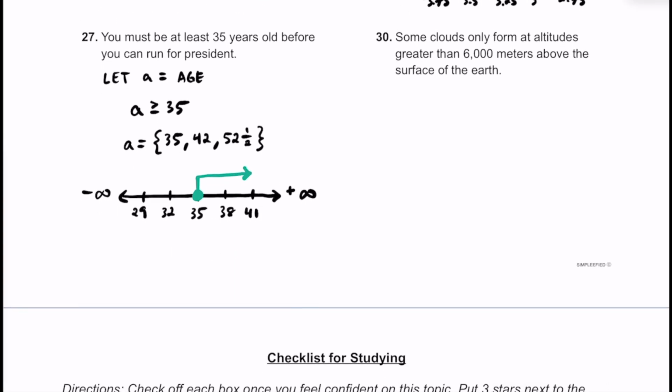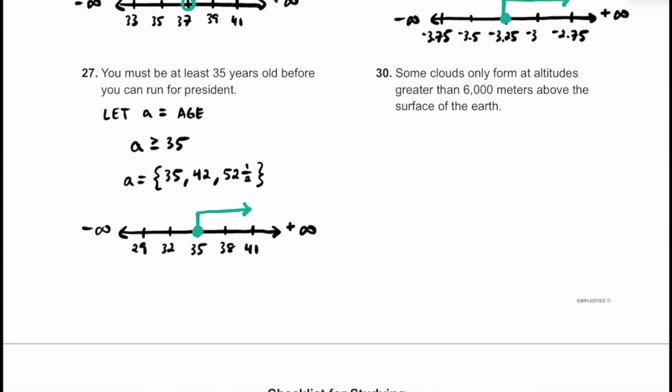All right, this last one here we have is number 30. Some clouds only form at altitudes, which is a height greater than 6,000 meters above the surface of the Earth. So let's go ahead and say, let C represent the location, or you can say the altitude if you want, of the clouds. Okay, so we're going to say these clouds are going to form at altitudes greater than 6,000 meters. So this one's more straightforward. It's greater than 6,000. It's positive because it's in the air, so it's above the ground. And so anything above 6,000 meters, these clouds are going to form.